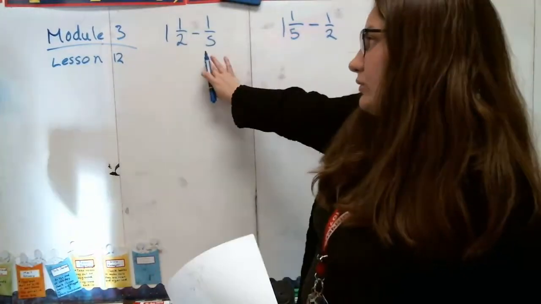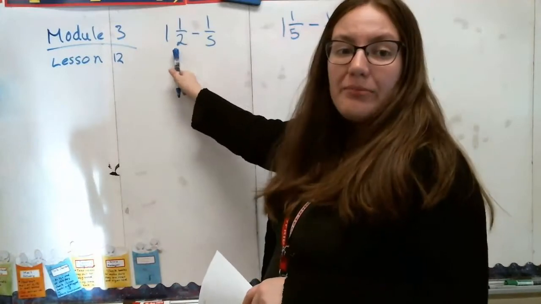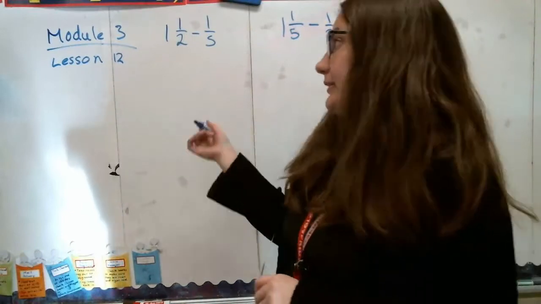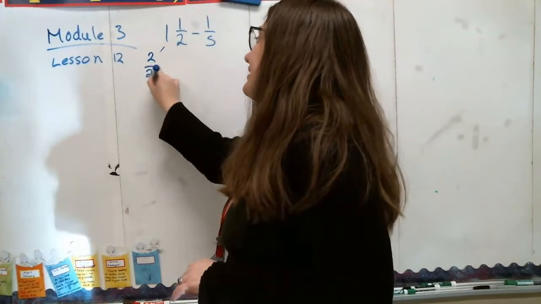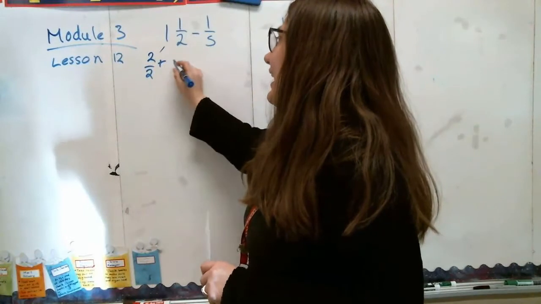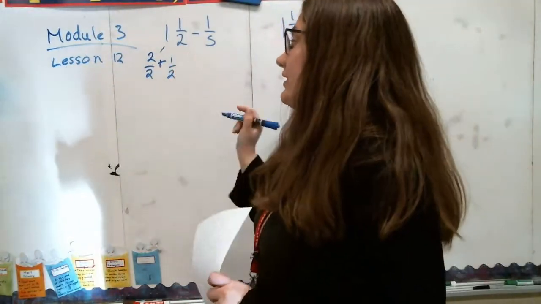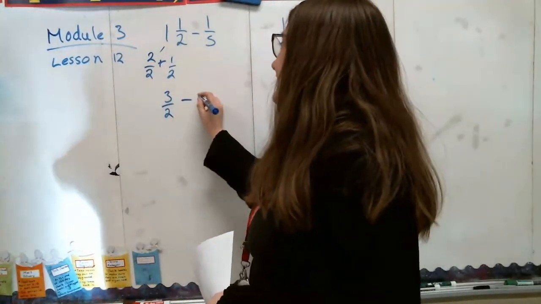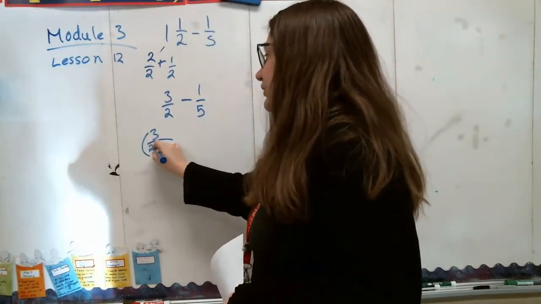So we're going to start off with this one, 1 1/2 minus a fifth, because that is what's on your paper right now. And we're going to start off by making this a mixed or an improper fraction. So I have a mixed number, and I'm going to think of this whole number as 2 halves, because 2 halves is like the whole number. And then I have 1 half left over. So if I have 2 halves plus this 1 half, that would give me 3 halves. And then I can subtract my 1/5.